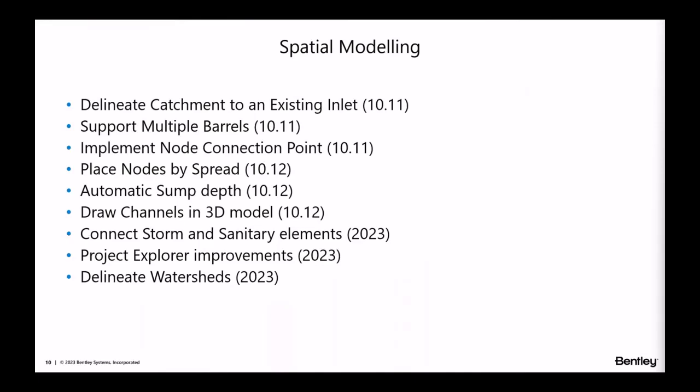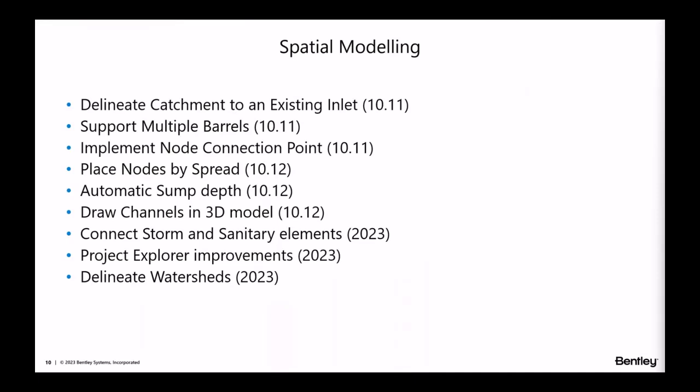We also enhanced placing inlets by spread. Now you can place them in batch, and it will automatically calculate the positions needed for an inlet or a series of inlets to help drain an entire road surface according to spread constraints. And we'll also create your drainage area polygons for each inlet. So you can now batch set series of inlets based off of a spread limit instead of equal intervals.